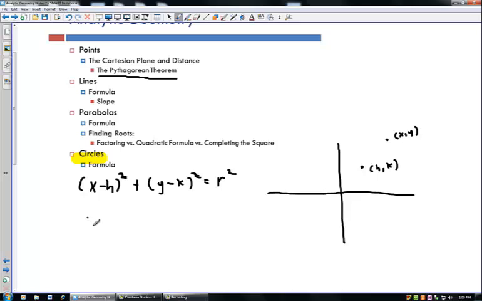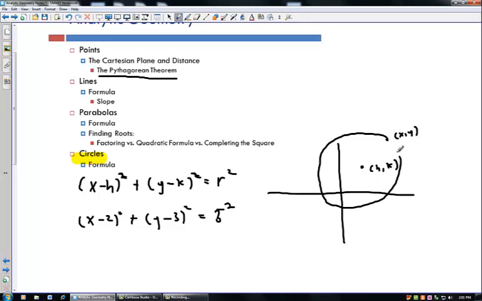So suppose you had (x - 2)^2 + (y - 3)^2 = 5^2. And so what this means is that this is the center 2, 3, and the points on it always fall a distance of 5 from the center. So that's my radius r. And so this is just really the Pythagorean theorem, or if you want, the distance formula. It's saying basically the distance from the center to any point is constant.